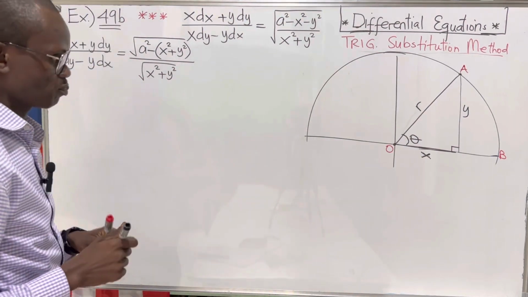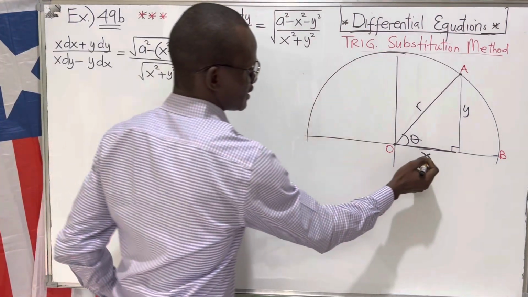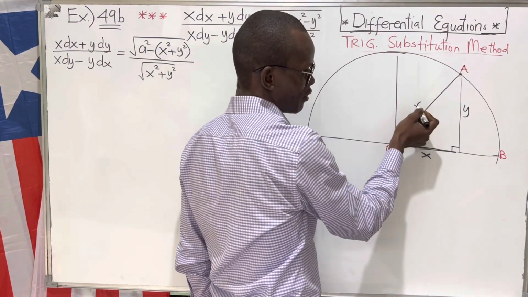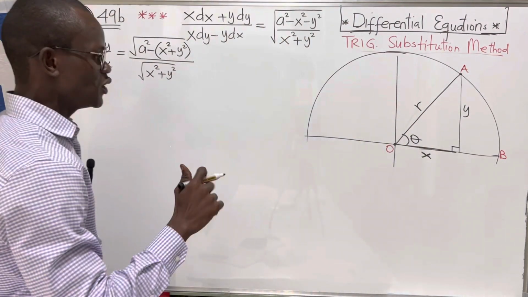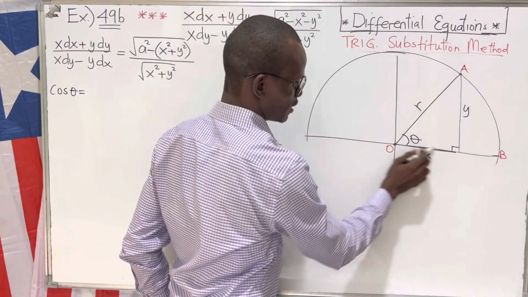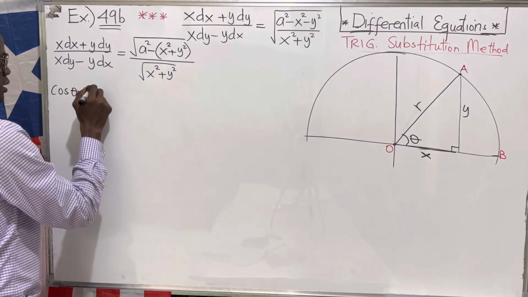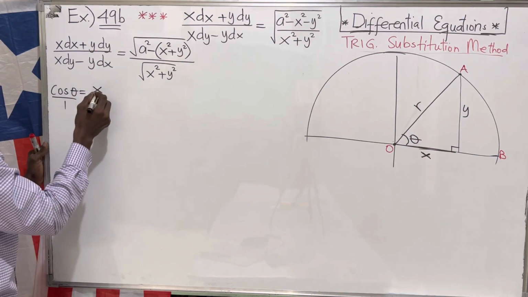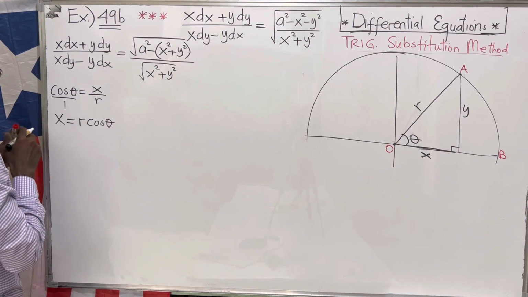Let's start with x. If we want to substitute x, we know that in order to get this x, we need to pair x with r. So in order to pair x with r, we need a trigonometric function that relates x and r. So we know cos of angle theta is equal to the adjacent side, which is x, divided by the hypotenuse, which is r. So this is x all over r. We can express this over one since we want to solve for x. We have x to be r cos theta. Now we've gotten x.